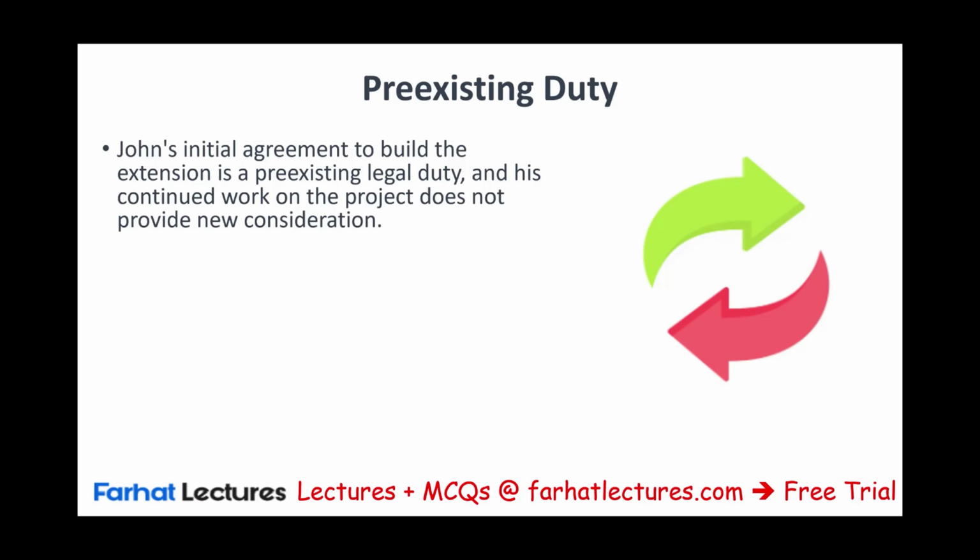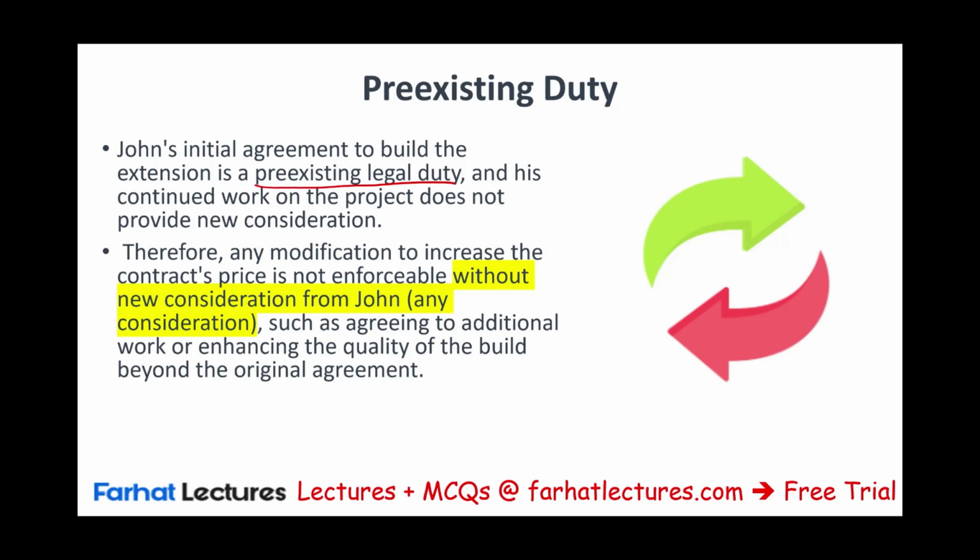Now, what can be done? Well, John's initial agreement to build is a pre-existing legal duty, and his continued work does not provide a new consideration. Any modification to increase the contract price is not enforceable unless John is giving something in return. What can John give? Well, John agrees to additional work or some type of enhancement of the quality of the material compared to what was originally agreed upon. If there's any consideration being exchanged between John and Emma, then it's enforceable. Otherwise, Emma is not legally obligated because John has a pre-existing duty to do so.